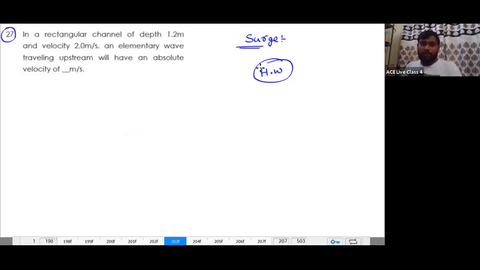Only one thing is left over: wave patterns due to the surges. That's a 15 to 20 minute topic that we will discuss tomorrow. Tomorrow we'll discuss the wave patterns for the first 15 to 20 minutes, and then we'll go to dimensional analysis. With that we'll complete the entire open channel flow, and the remaining portion, dimensional analysis, will be discussed in tomorrow's session.